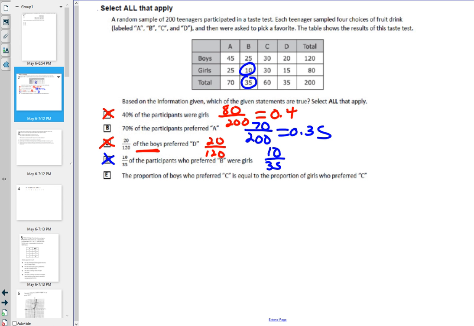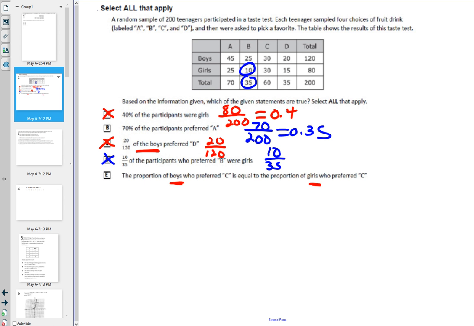The proportion. Okay, when you see this word in probability, proportion, just think of percentage. It's kind of weird because in algebra, a proportion is a type of equation. But here, when they talk about proportion, just think of percentage. So if I were to read this with that word, the percentage of boys who preferred C is equal to the percentage of girls who preferred C. So in each of these cases, we're limiting our sample.